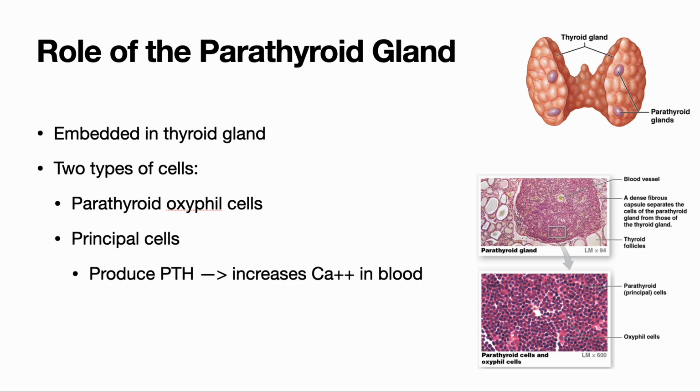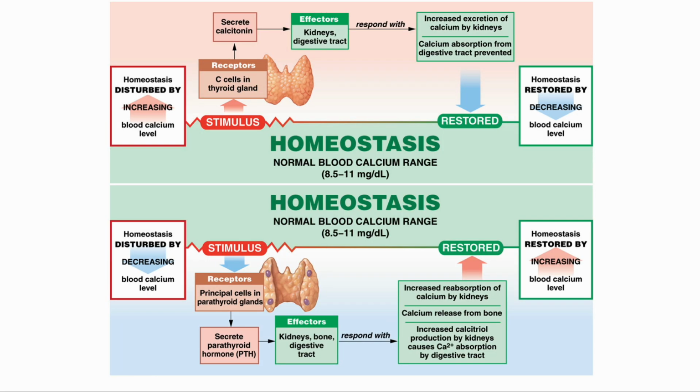Calcitonin is going to do the opposite. And again, this won't be the last time that we talk about it, because we have this slide right here where we can look at the effect of each of them. So let's say that our blood calcium levels are too high. That means homeostasis is disrupted because our blood calcium levels are too high. That will stimulate C cells in the thyroid gland to secrete calcitonin.